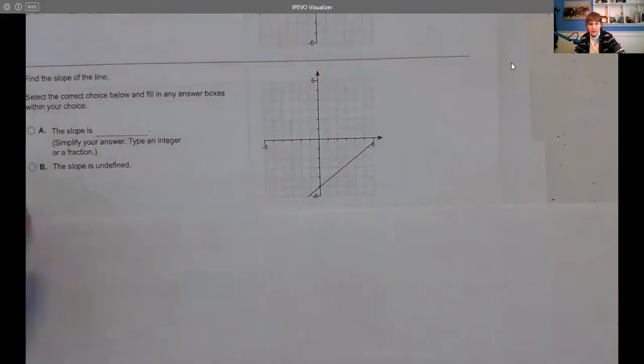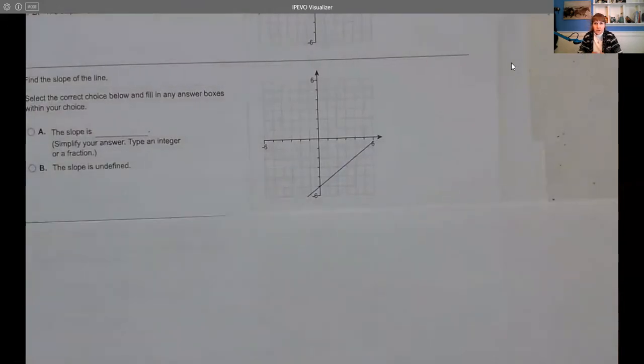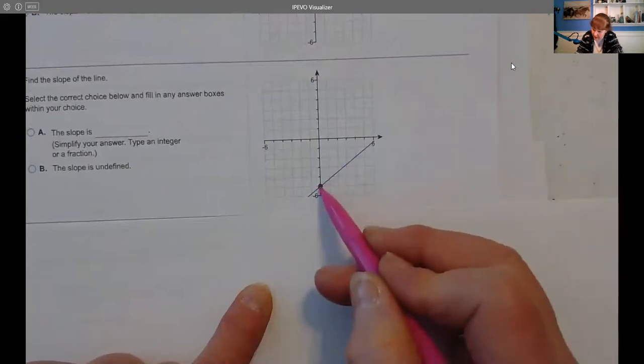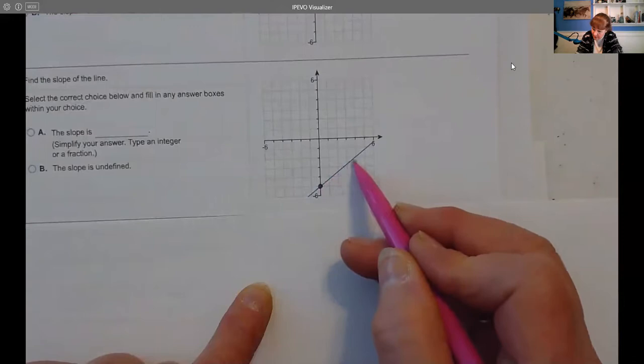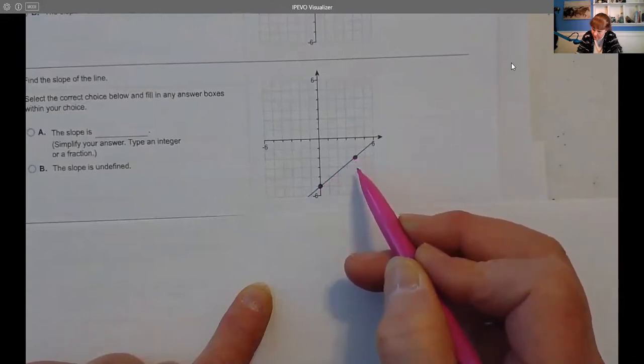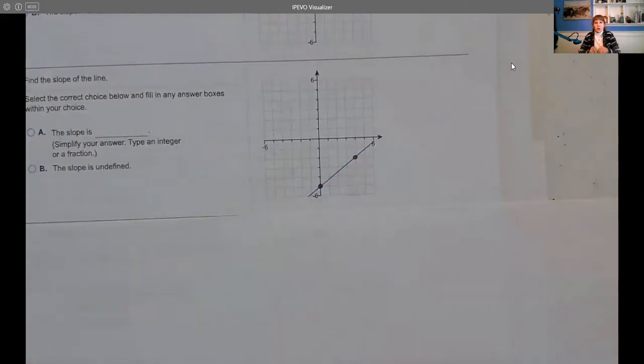Again, we want to find the slope of the line. So we're going to have to find some grid points here. Let's look. It looks like one grid point is right here, and another grid point where it crosses a grid, it looks like here. All right. So those are the two grid points I've chosen.